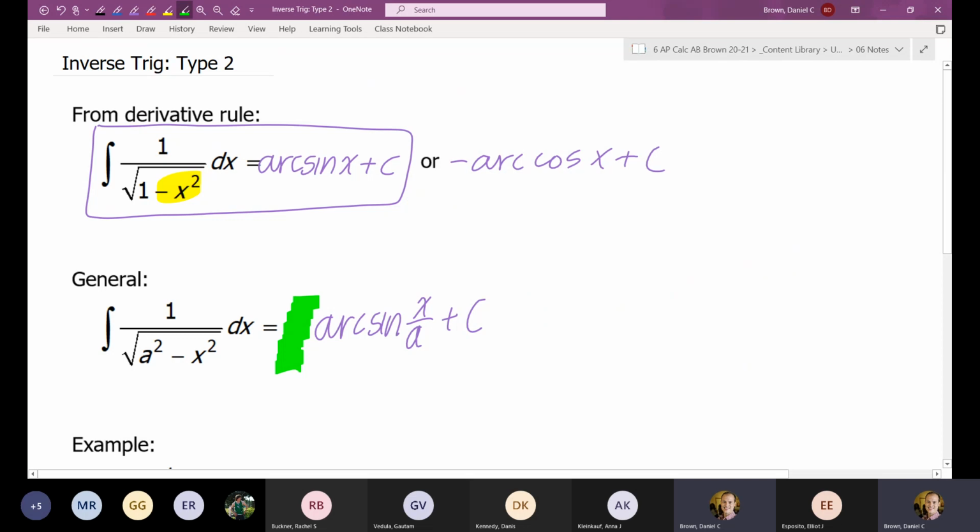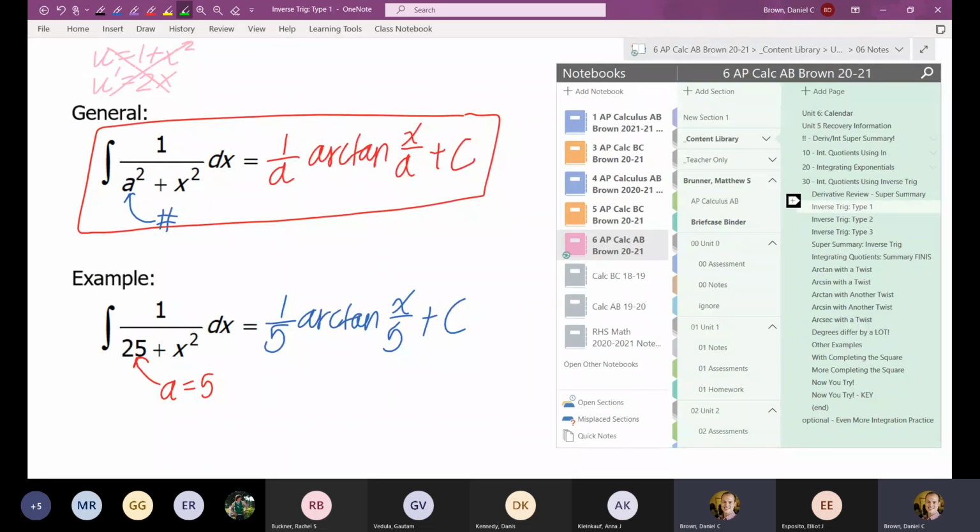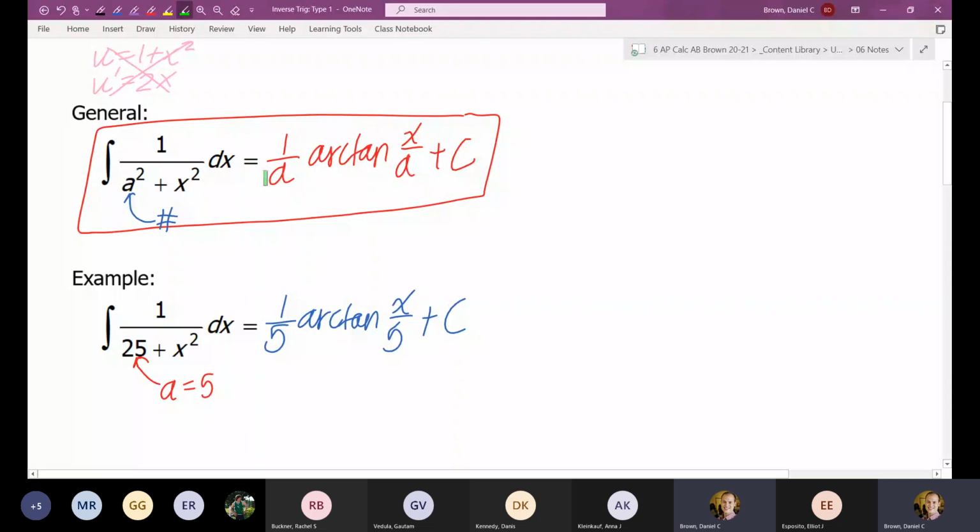I'm going to switch back to arctangent, and I'll come right back to this slide. For arctangent, it does have a 1 over a in front, so you do want to make sure you keep that separated in your head as you're memorizing it.